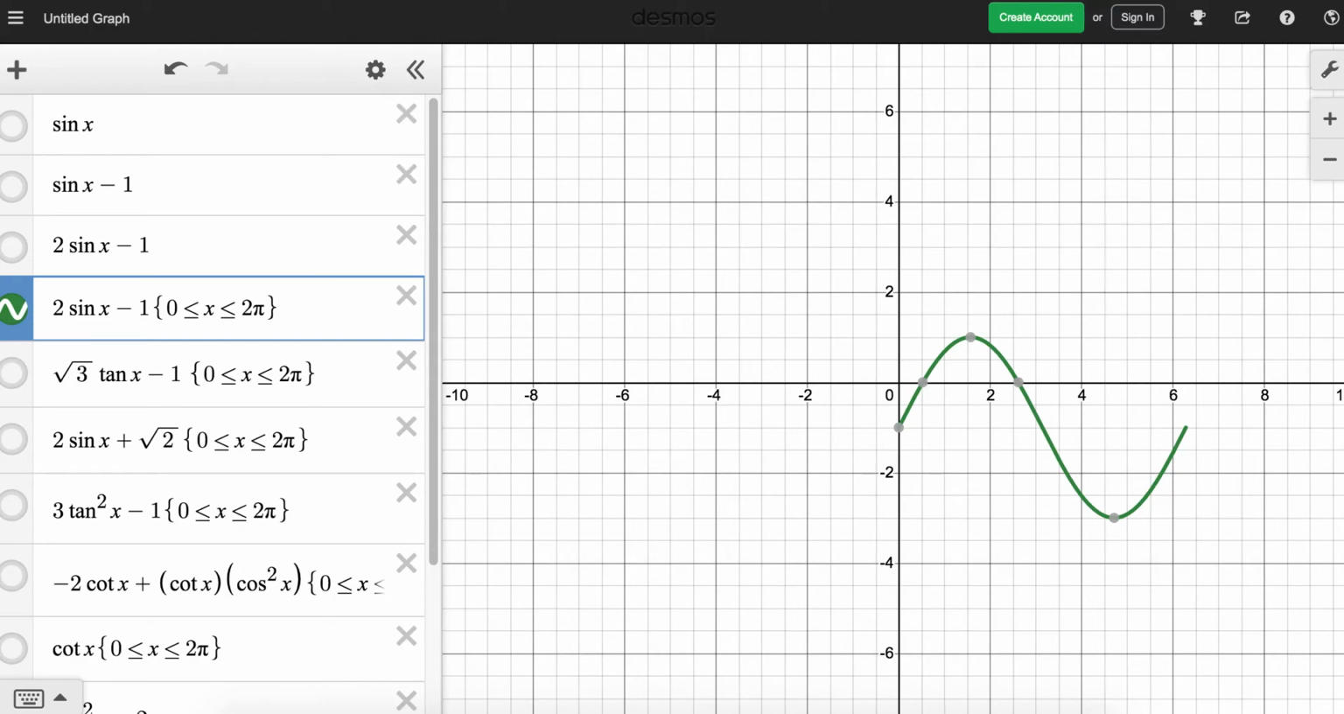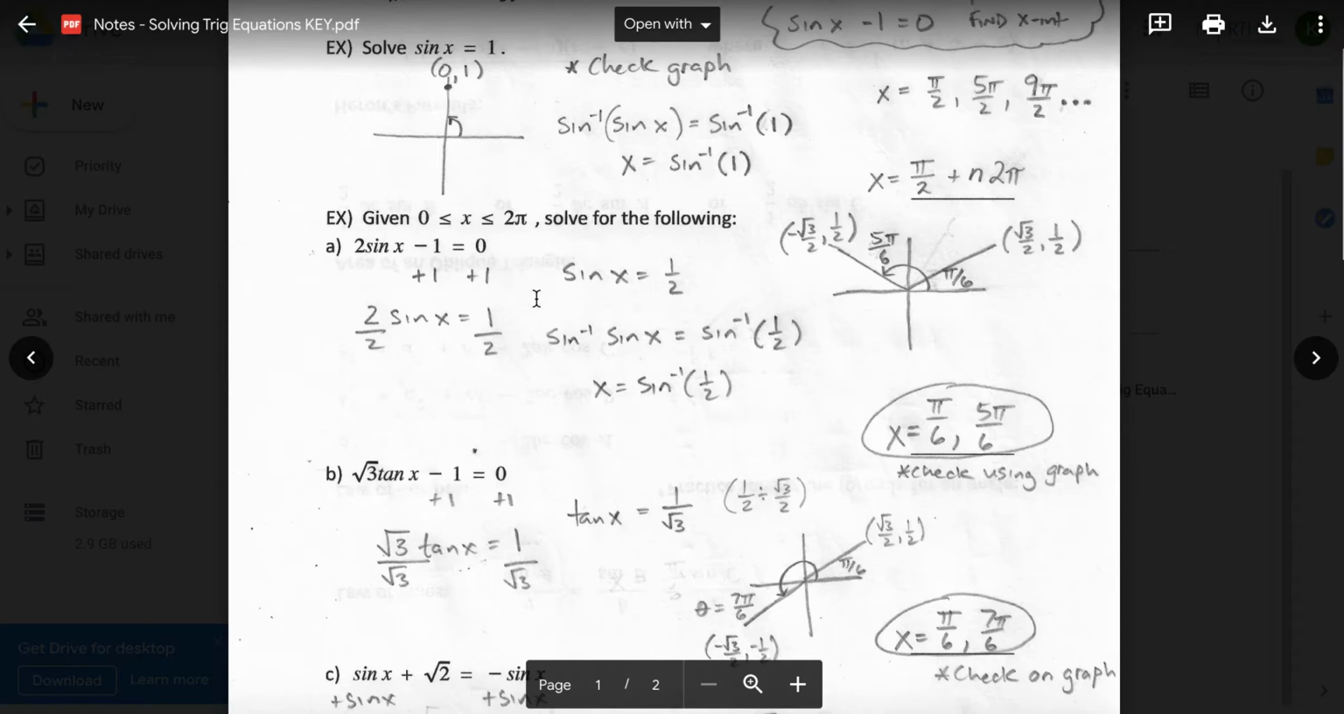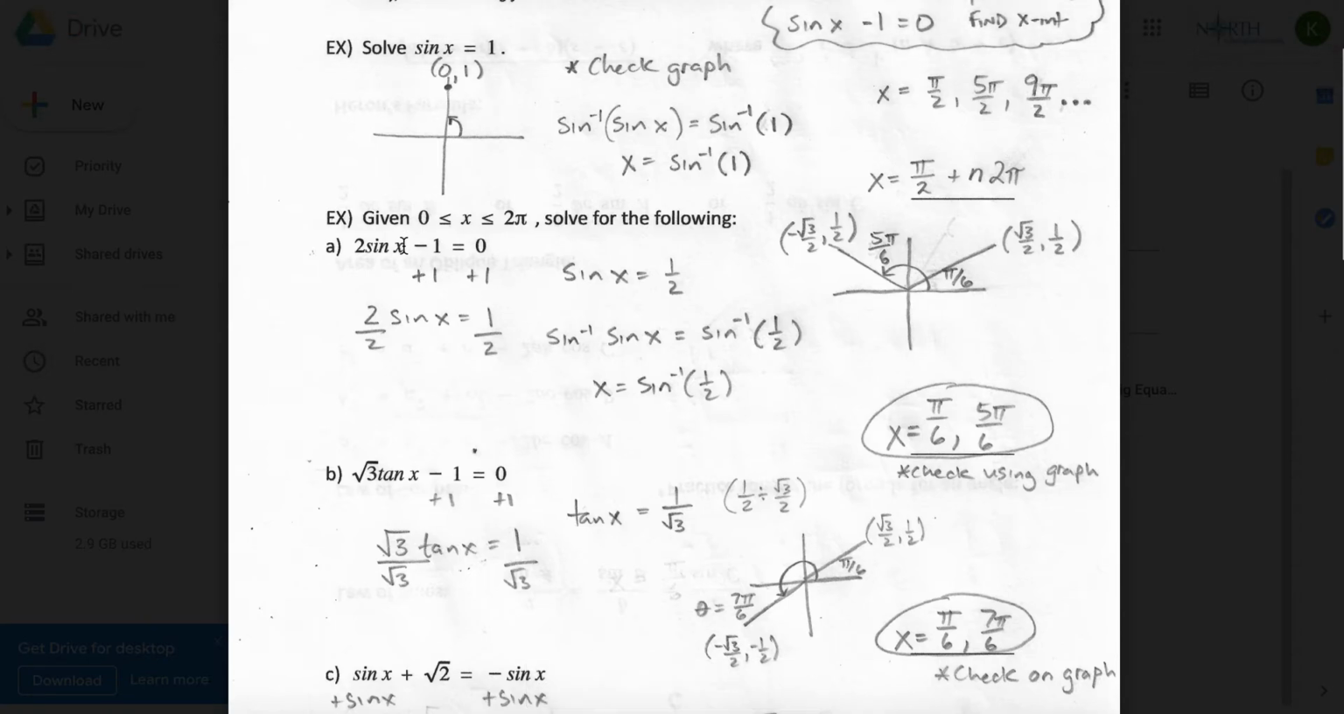Let's see how we could do it algebraically. If we add 1 to both sides, then we have 2 times the sine of x equals 1. We're going to divide by this multiplier out here in front. We're going to divide both sides by 2. So now we have our trig function isolated with everything else on the right side. So sine of x equals 1/2.